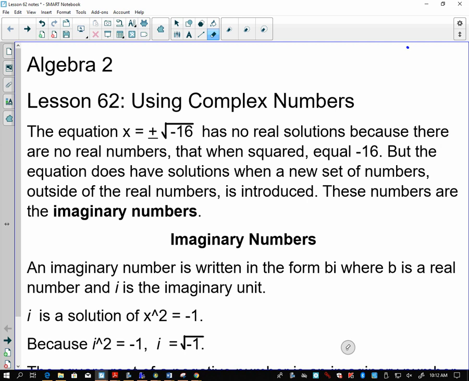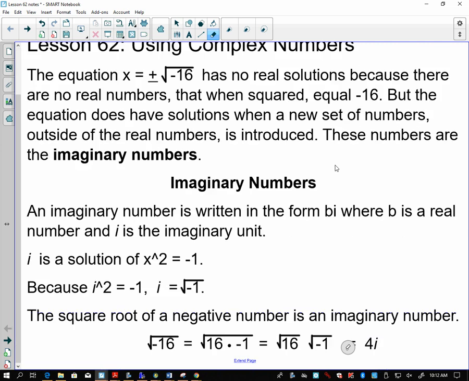But the equation does have solutions when a new set of numbers outside the real numbers is introduced, and we call these imaginary numbers. Now, these aren't hard to work with. You just kind of have to work under a different set of rules. An imaginary number is written in the form of bi, where b is a real number. B in this case would act like a coefficient to a variable. Does that make sense?